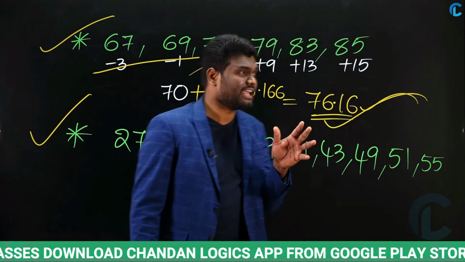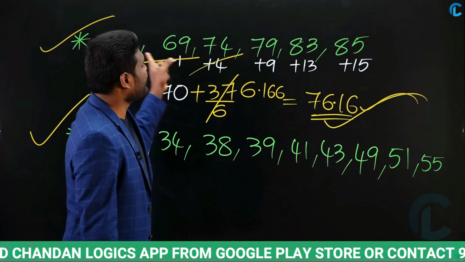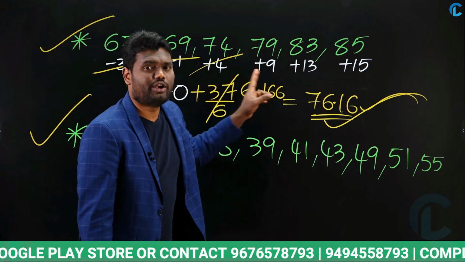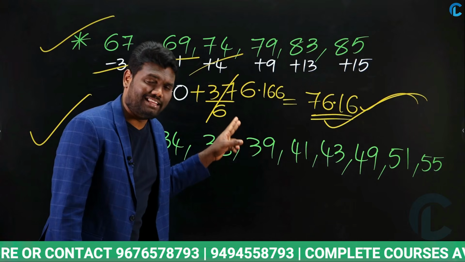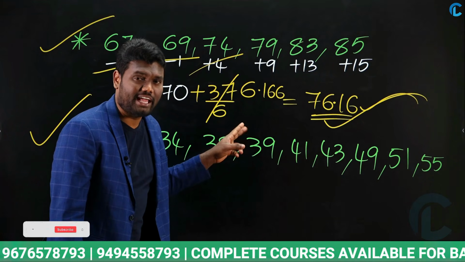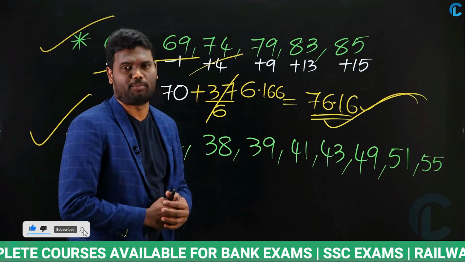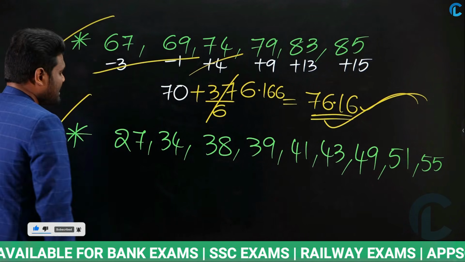The simple thing is, after your assumption, if you are getting a positive value, you need to add it. If you are getting a negative value, you need to subtract it. But whether you are adding or subtracting, you need to distribute and add, or distribute and subtract. Don't forget that point. Okay. Let us look at one more example.